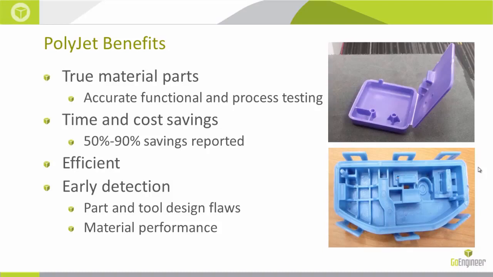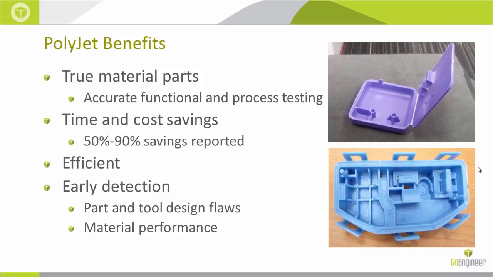There's a time and cost savings. That's what we just talked about. We're seeing anywhere from 50% to up to 90% savings in time and cost. It's a very efficient process. We can print one mold and we can create 100 parts from that mold, and they're fed into the actual injection mold machines. These aren't just done by gravity or done by hand. They're fully automated machines, just like you're using in a real production scenario. So it's a very efficient way to create these parts.